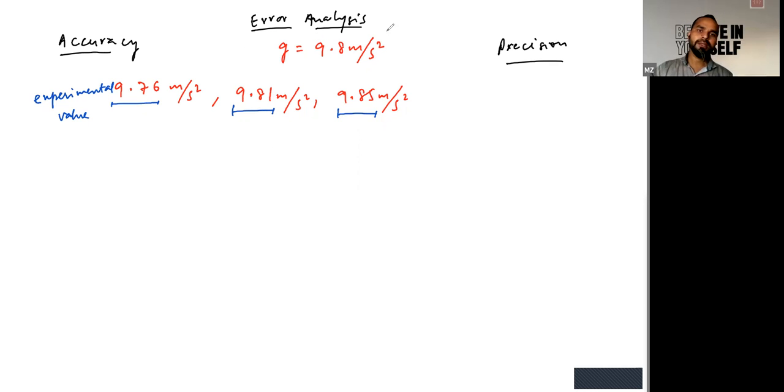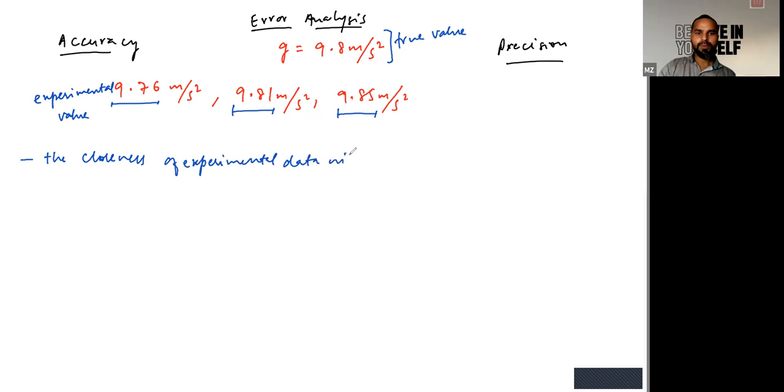So for any experimental value, the data which is closest to the true value is called accuracy. Let's say this is your true value and this is the experimental value. So accuracy simply defines the closeness of experimental data with the true value or actual data.